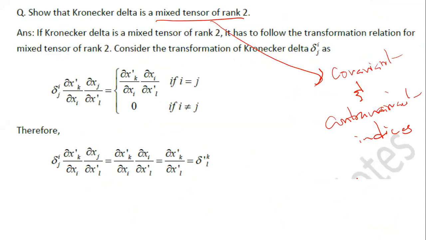Now, if the Kronecker delta is a mixed tensor of rank 2, it has to follow the tensor transformation rule. What exactly does it have to follow? Suppose you measure the Kronecker delta in one coordinate system. Let's say that in one unprimed coordinate system, the components of the Kronecker delta are represented by this.